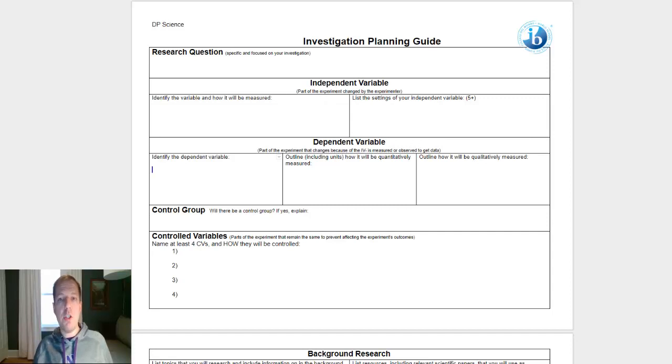In this video, I want to show you how to use this planning guide to detail all the different aspects of the investigation that you need to consider before you actually start data collection. Now, I'm going to begin not at the top, but down in the middle section of the front, which is the dependent variable. I'm going to start here because very often for investigations in a DP class, the dependent variable is already determined for you, because the dependent variable is the actual topic of that investigation.